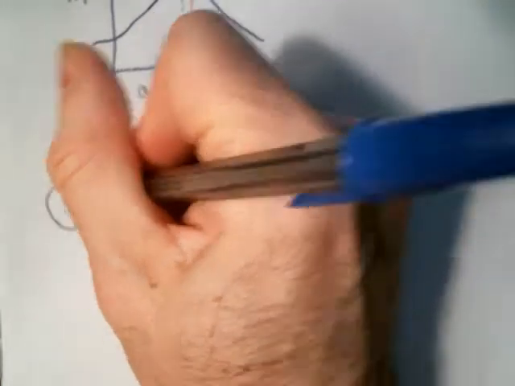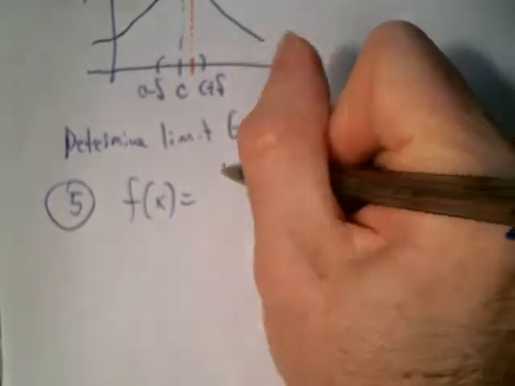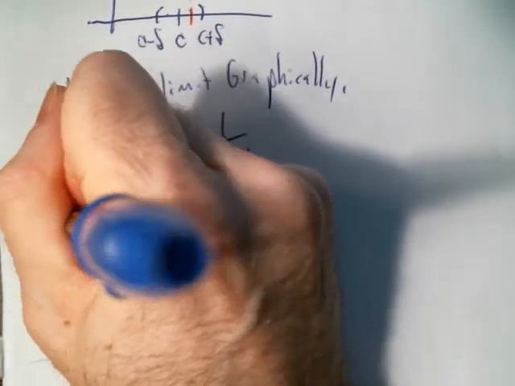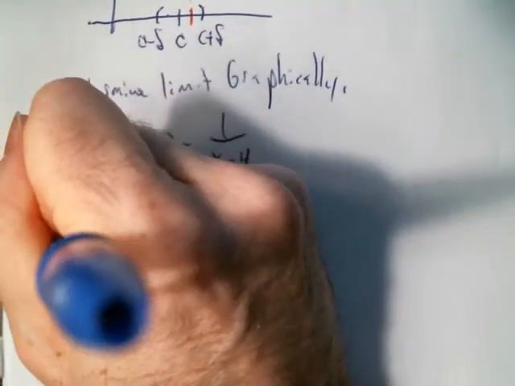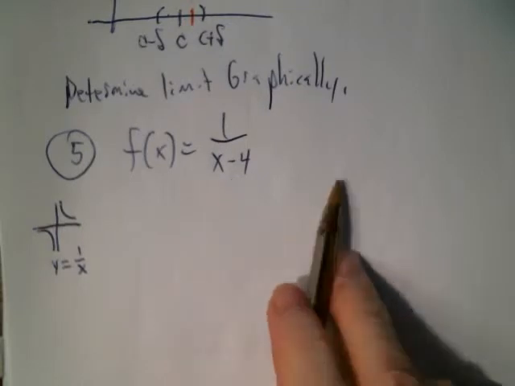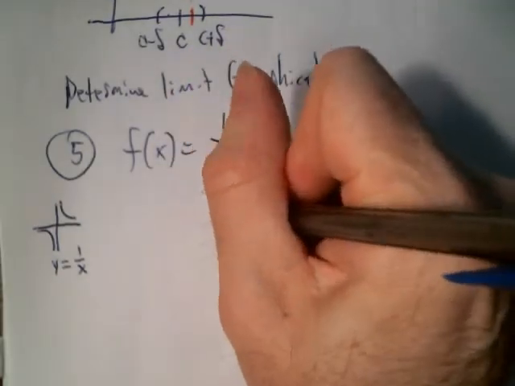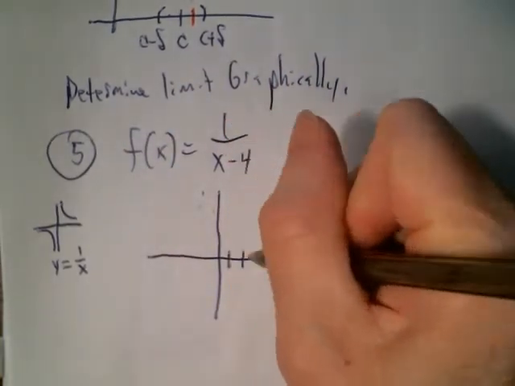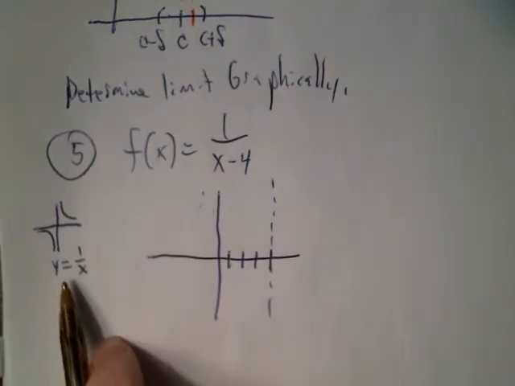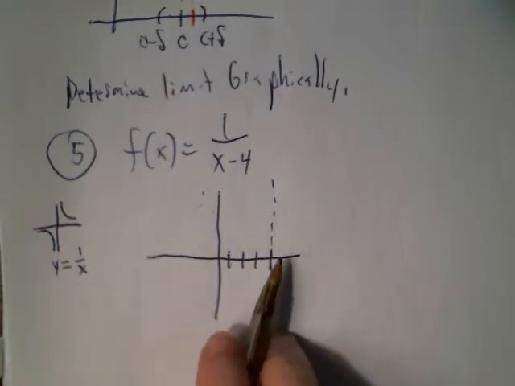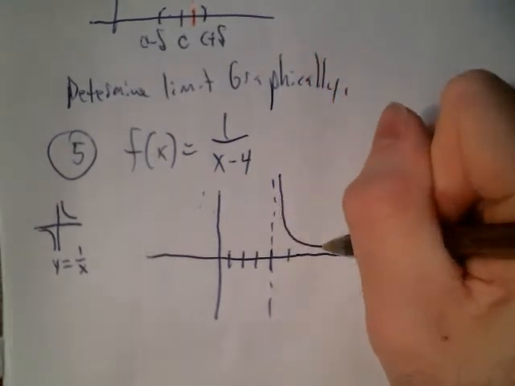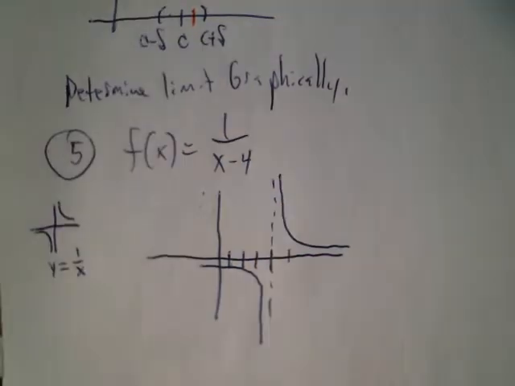Here's number 5. So we have the function f of x equals 1 over x minus 4. Okay, and we can graph this by hand quickly. If you just remind yourself that the rational function looks like this, y equals 1 over x. And then this guy is just a translated version over by 4 units. So this thing will look like the following: 1, 2, 3, 4. There's our new asymptote. This thing has an asymptote at x equals 0, and this guy has an asymptote at x equals 4. Okay. So we'll have our branches like this.